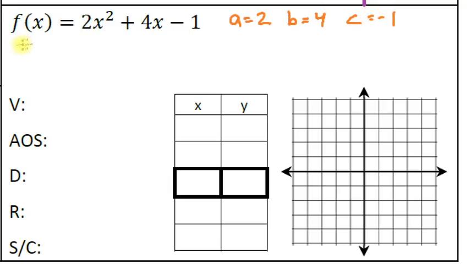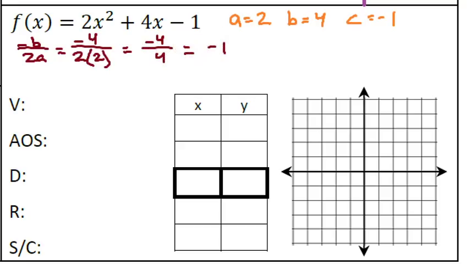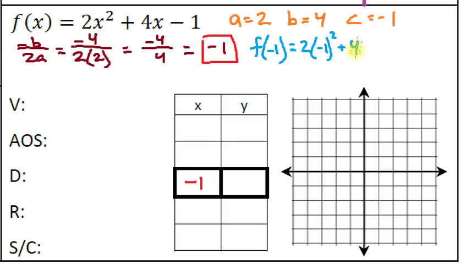All right, let's use our equation negative b over 2a. Since b is 4, negative b is negative 4, over 2 times a, which is 2. Okay, that's negative 4 over 4, which is negative 1. So the x value of our vertex is negative 1. Let's find our y value. f of negative 1 equals 2 times negative 1 squared plus 4 times negative 1 minus 1.